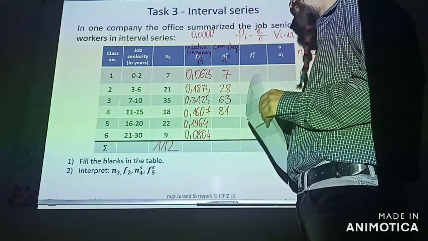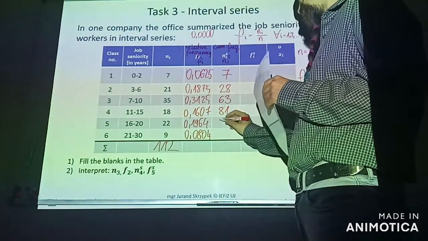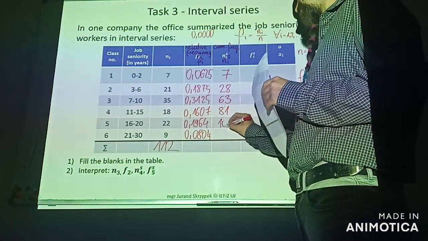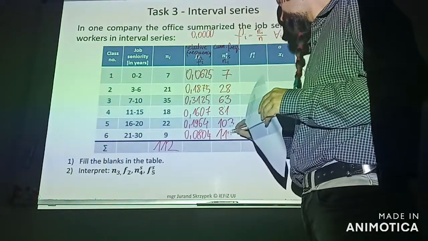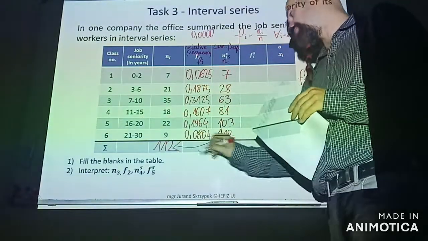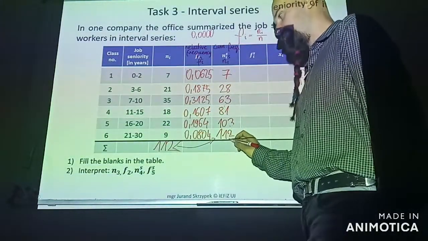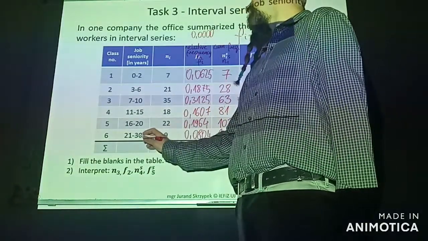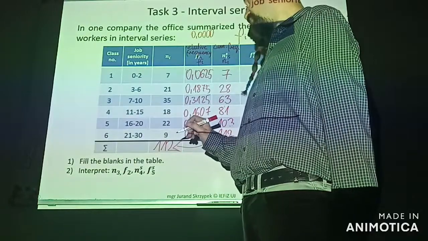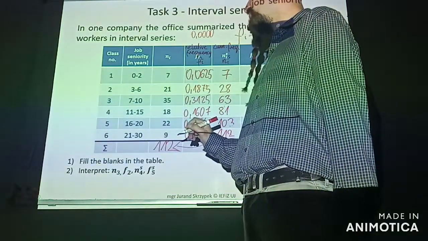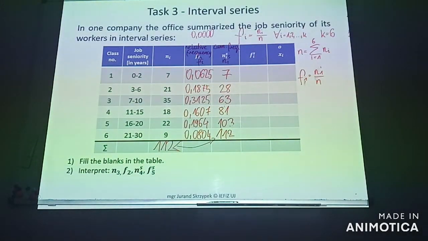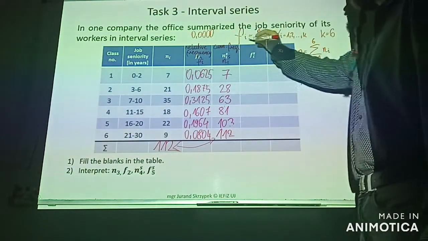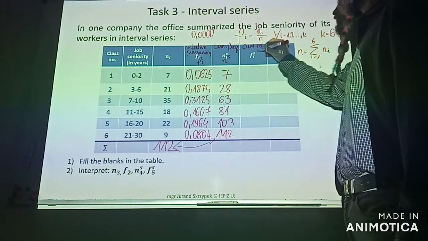81 plus 22 is 103, and the last one is equal to the population size, because it answers the question: how many people are characterized by job seniority not higher than 30 years? The answer is every worker. Yes, all the workers, 112 workers.